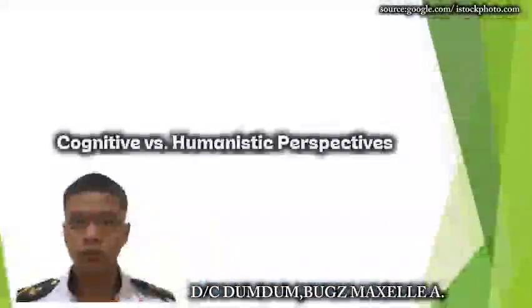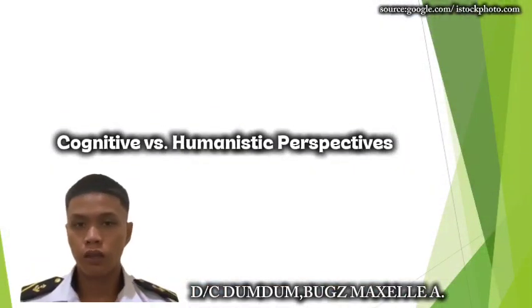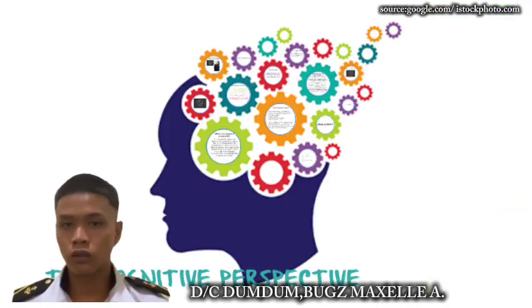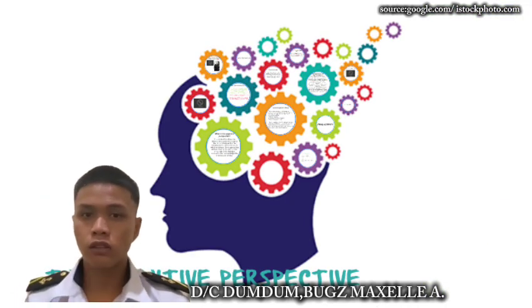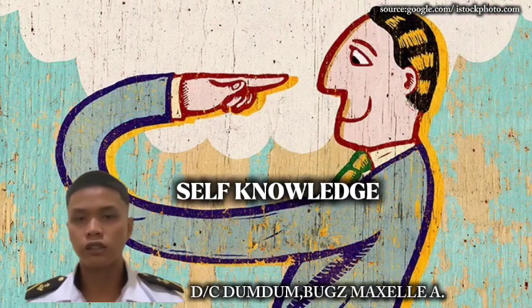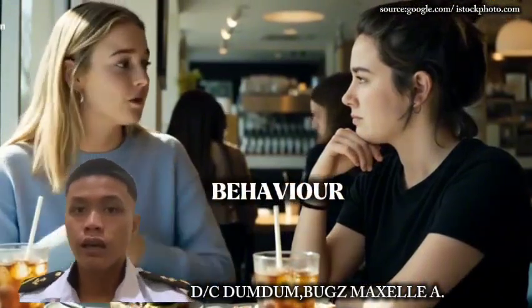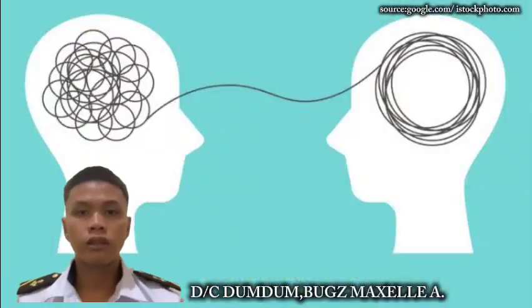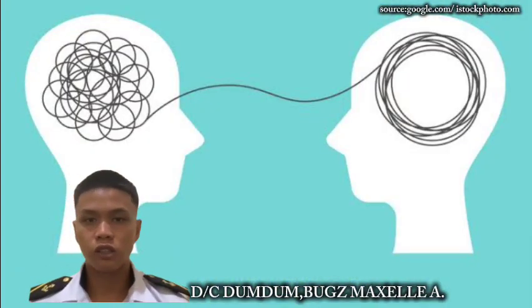I will discuss the cognitive versus humanistic perspective. Before that, let's ask: how do thinking patterns and personal growth explain who we are? The cognitive perspective focuses on mental processes such as thoughts, beliefs, and self-knowledge, explaining behavior by how individuals process information and interpret experiences.